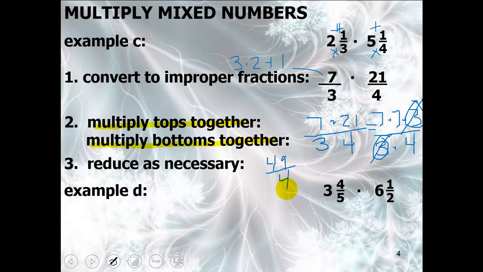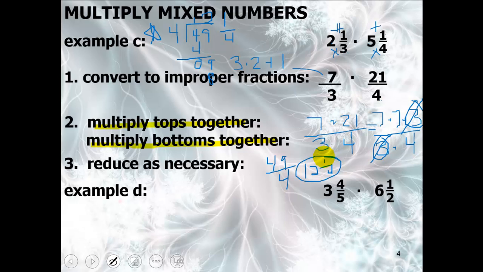And if you want to write that as a mixed number, I'm going to go up here. You put 49 in the box, and 4 goes into 4 once, remainder of 0, and bring down the 9, and 4 goes into 9 twice, with a remainder of 1. So this becomes 12 and 1/4, if you want to write it as a mixed number. Why don't you hit pause on your player and do example D, and then come back and see if you got it right. Welcome back.